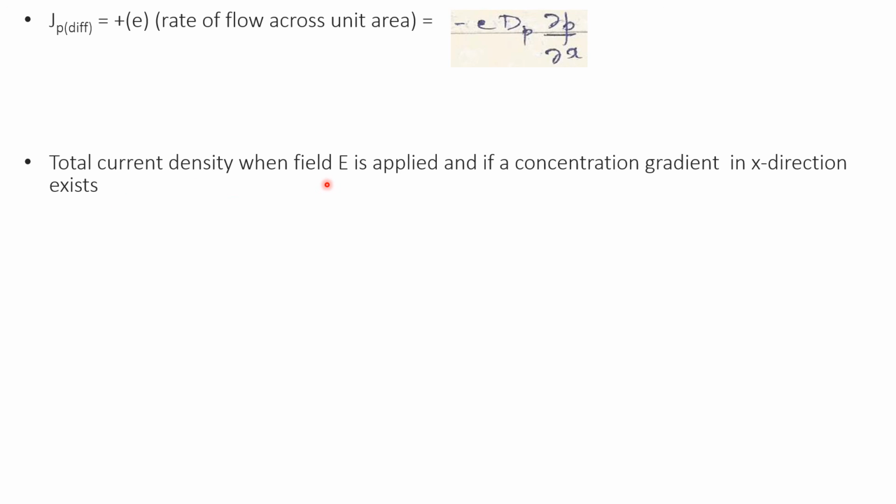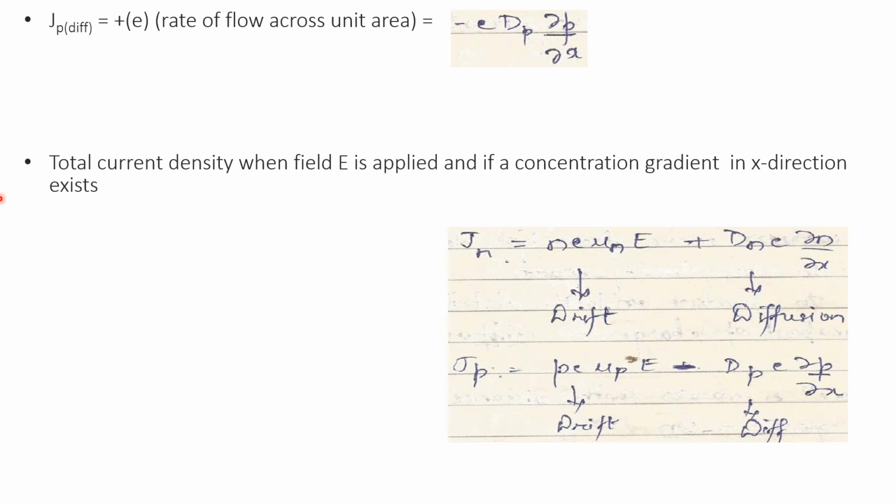Total current density when the field E is applied and if a concentration gradient in the x direction exists, it will be the sum of the drift current and the diffusion current. So J_n = N e μ_n E + e D_n ΔN/Δx. So this is the drift current, this is the diffusion current. And in case of holes, J_p = P e μ_p E - e D_p ΔP/Δx. So this is the drift and this is the diffusion current.